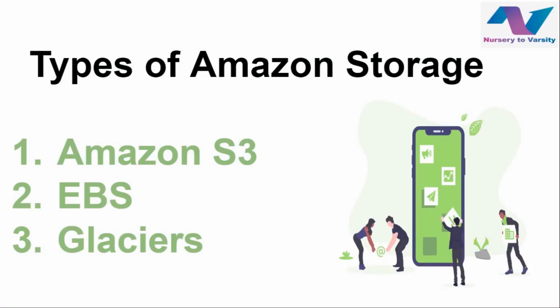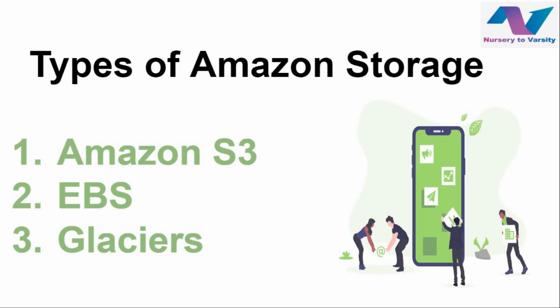In this tutorial series, we will talk about AWS S3. There are mainly three types of storage services provided by Amazon: S3, EBS and Glacier. We will talk about each of them one by one in our upcoming tutorials. But in today's tutorial, we will talk about Amazon S3.